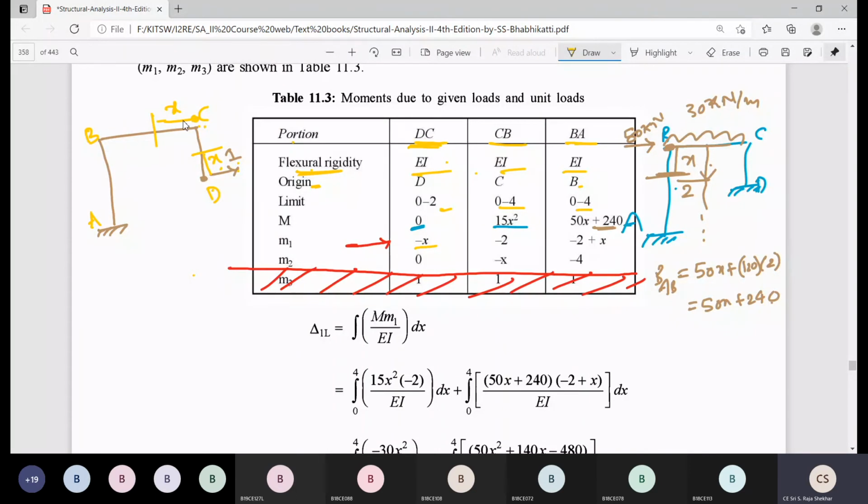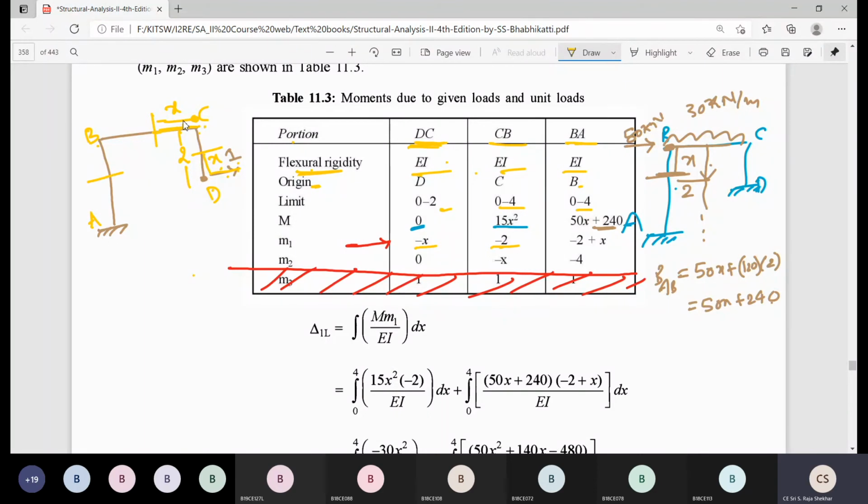So bending moment in the CB will be equal to, so this is X and this is 1. This total perpendicular distance is 2 meters. Bending moment at a section anywhere here is equal to force into perpendicular distance. Force is 1 kilonewton, perpendicular distance is 2, which is acting anti-clockwise. So minus 2, force 1 into 2, minus 2 in this BC member.